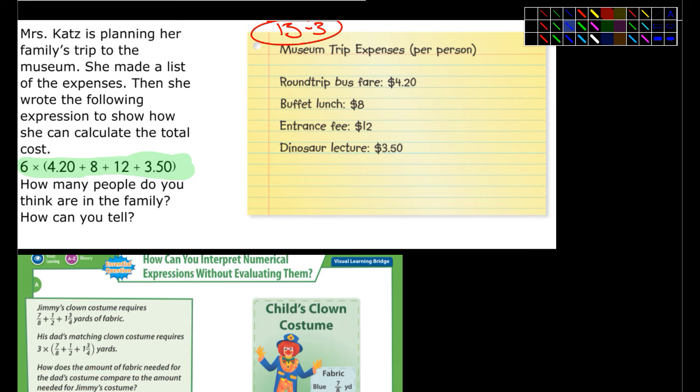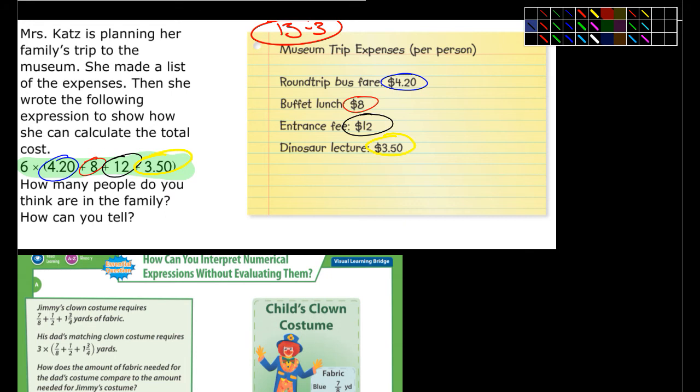So the round-trip bus fare is $4.20, and there it is right there. The lunch, $8, and there's the $8. The entrance fee is $12. There's the $12, and then finally the lecture is $3.50, and there's $3.50. And all of those are being multiplied by 6. So the obvious answer is there's 6 members in the family.